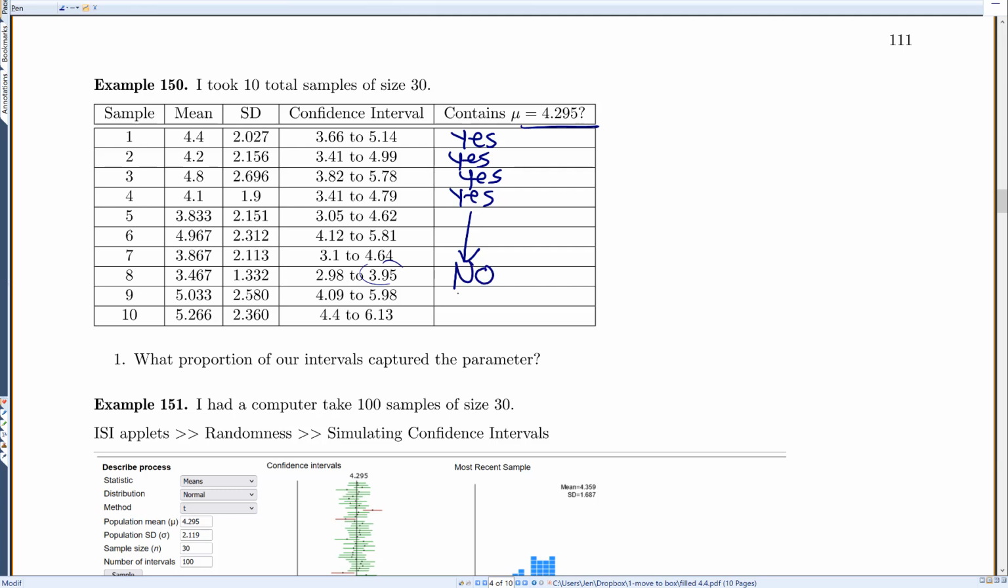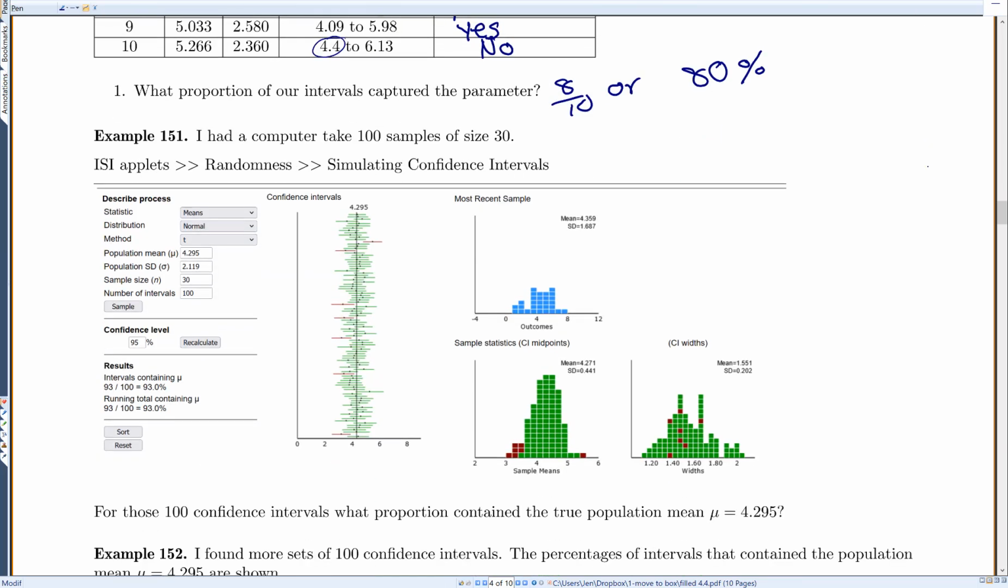Let's see, yes. Oh, this one doesn't either. Like 4.4 is above that. So this one is also a no. Okay. So most of those contain my population parameter, but 2 of them didn't. So there were only 8 out of 10, or 80% of our intervals that contained the population parameter. But that's only 10 samples. 10 samples is still pretty random. So I asked the computer to take 100 samples of size 30.